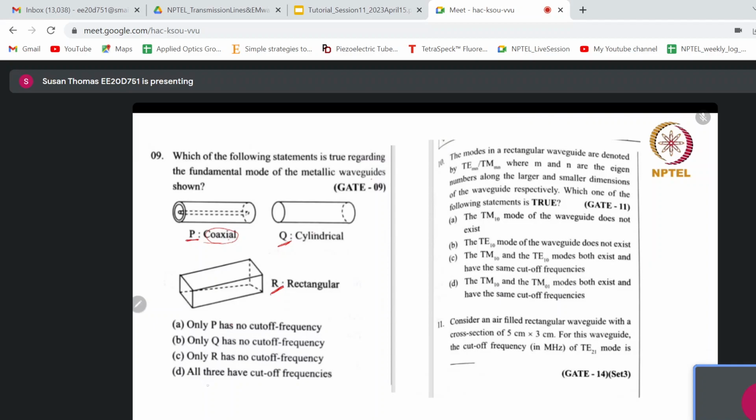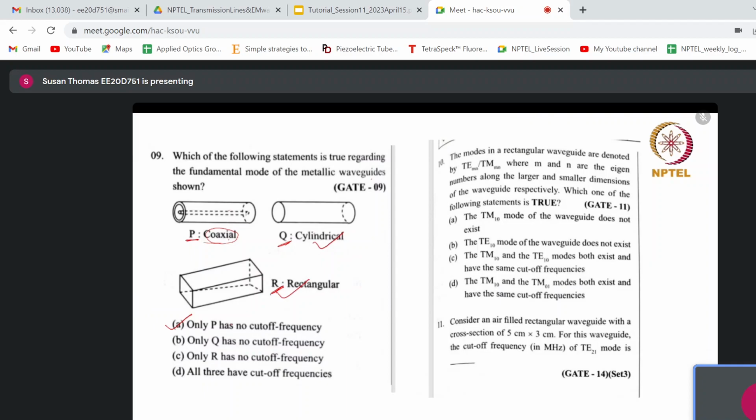And the last option is all three have cutoff frequencies. So if you see, a rectangular waveguide and a cylindrical waveguide will have cutoff frequency. But in a coaxial waveguide, there is no cutoff frequency. So the answer is option A. Only P has no cutoff frequency.